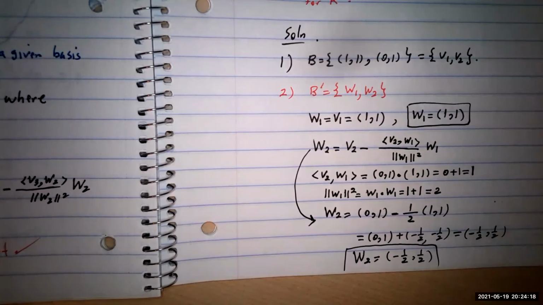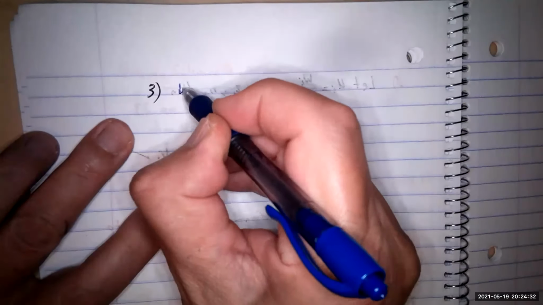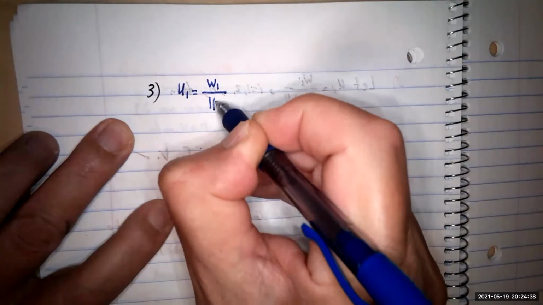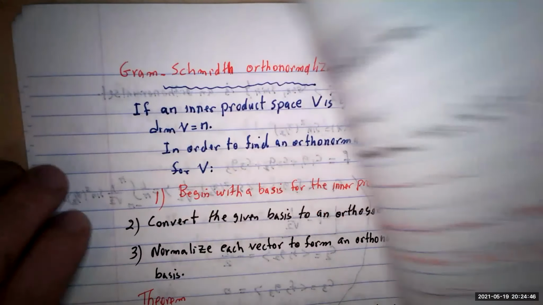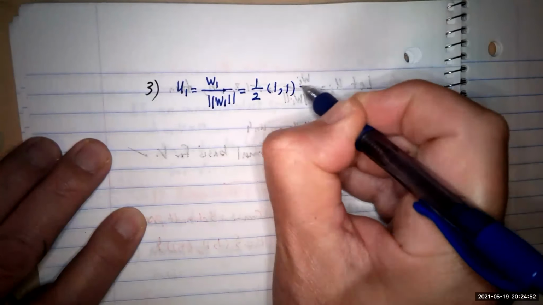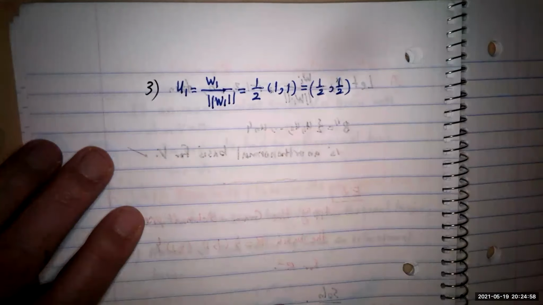You have to divide them by the norms, so that you'll be able to get those numbers. Step three is you are going to introduce those U's. So U1 is going to be equal to W1 divided by the norm of W1 to normalize it. The norm of W1 is equal to 2. So this is going to be 1 half times W1, which is (1, 1). So that gives you 1 half and 1 half. This is going to be your U1.